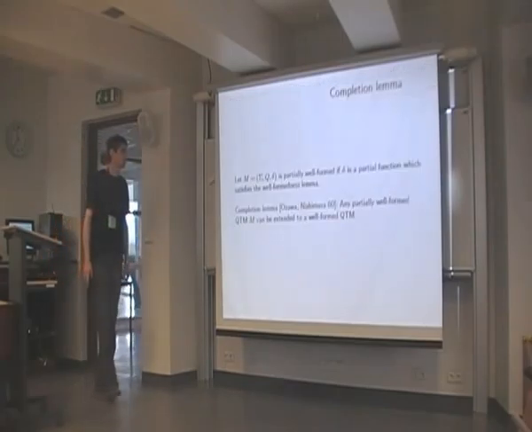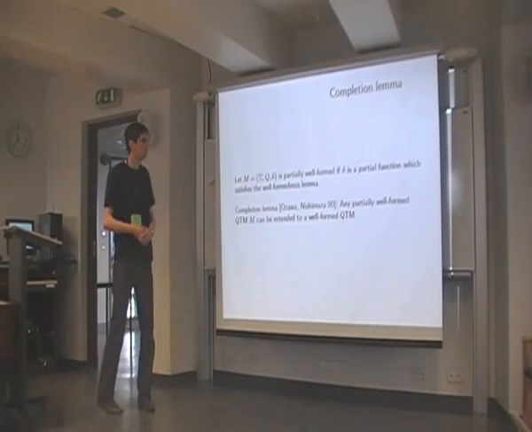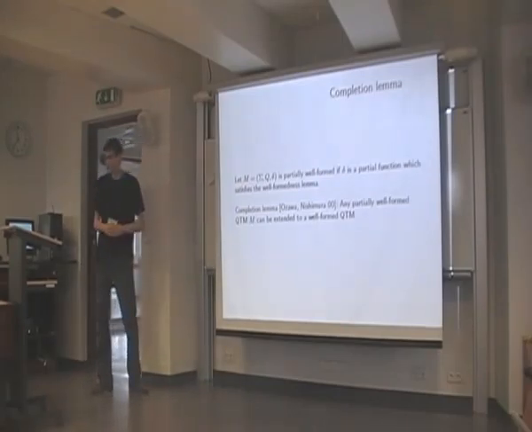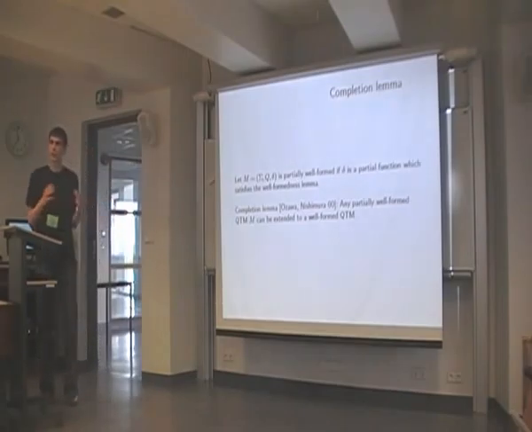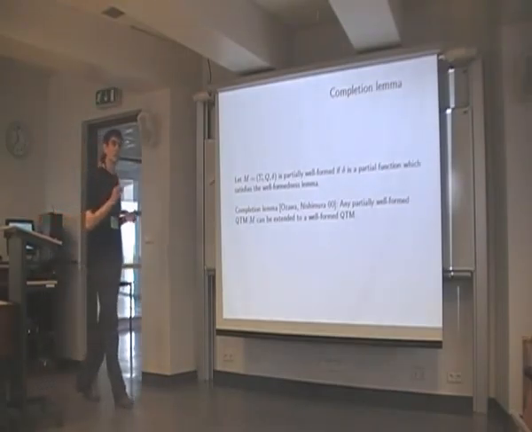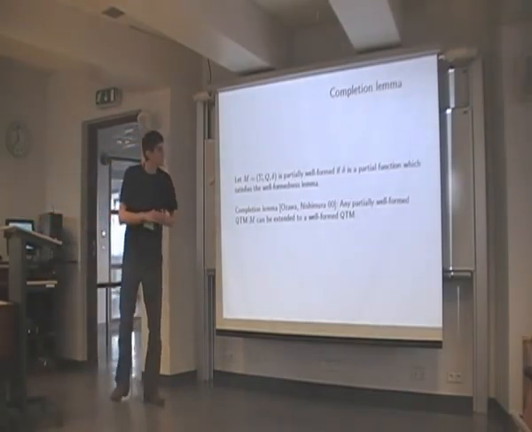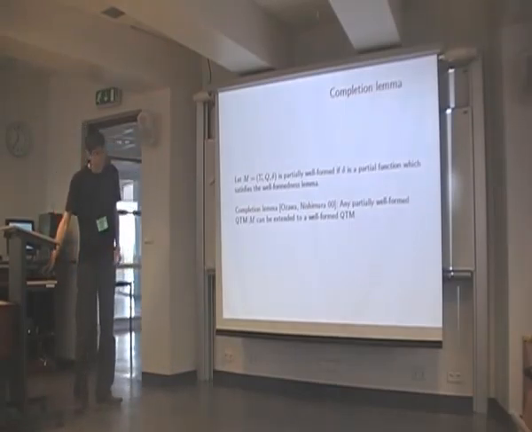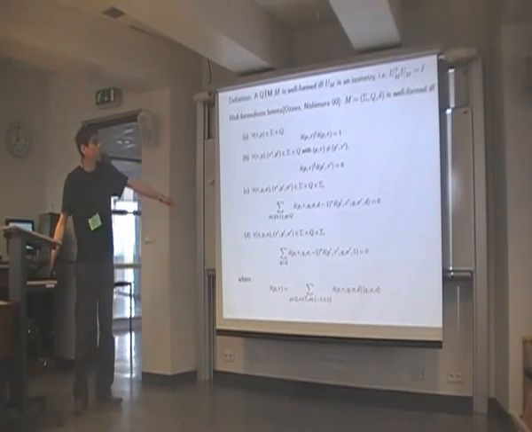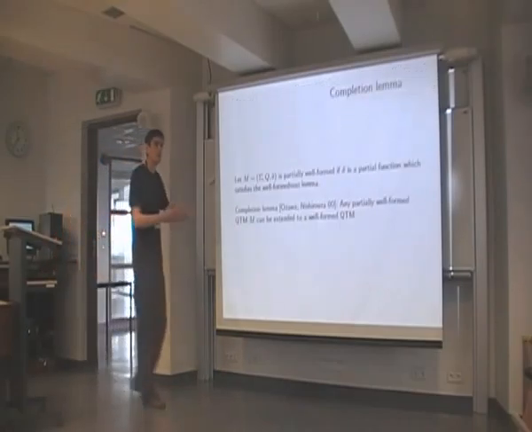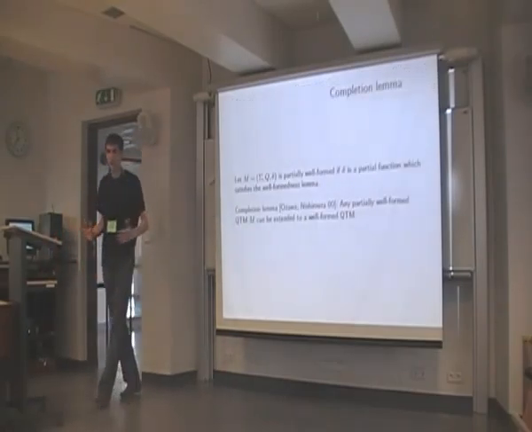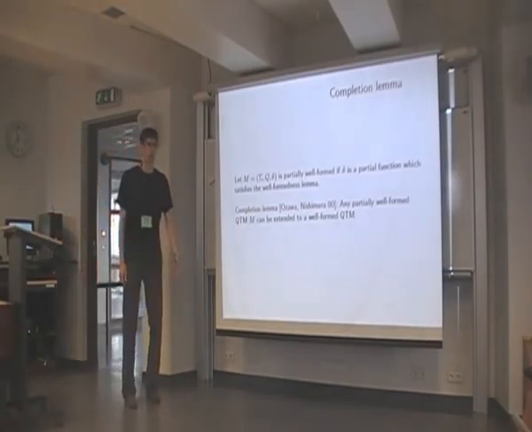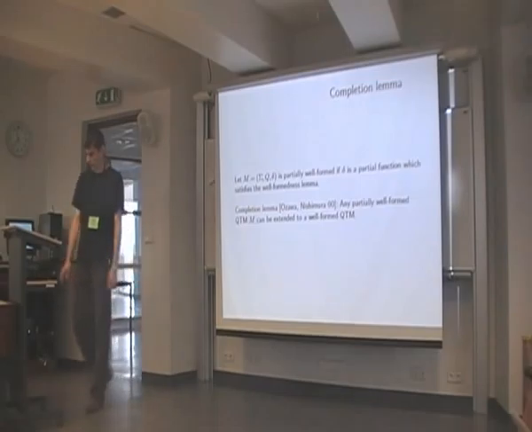Another important result for programming with quantum Turing machines is the completion lemma, which says that if you define a partial transition function, so if you give the definition just for some entries, and if this partial transition function satisfies all these conditions, then this transition function can be extended in order to obtain a well-formed quantum Turing machine. So this is a very useful lemma.